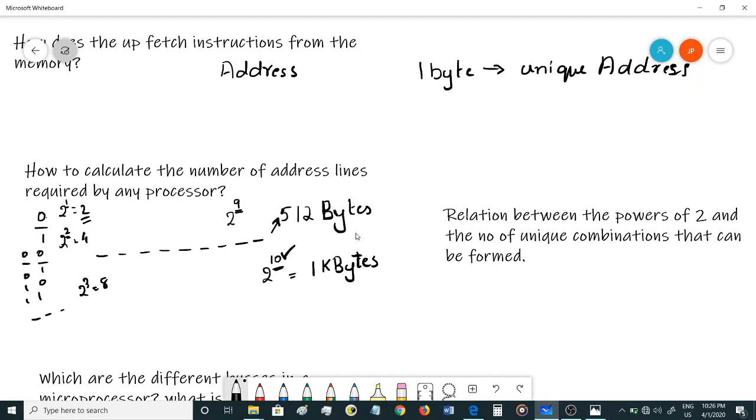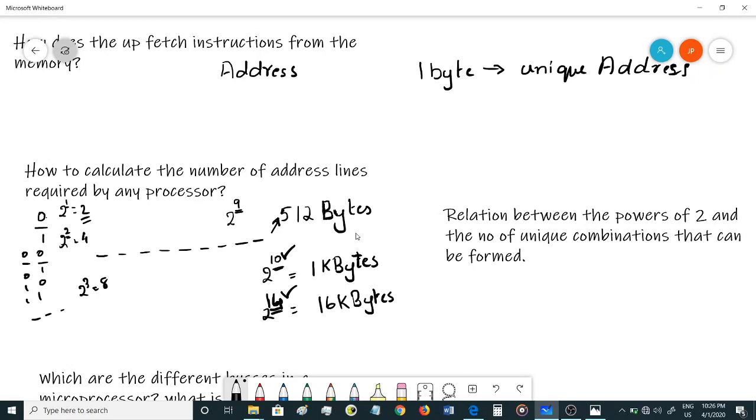Let's say you want to connect a maximum of up to 16 kilobytes. If you require 16 kilobytes, what is kilo? Kilo is 2 to the power 10, 16 is 2 to the power 4. You will require 2 to the power 14 for 16 kilobytes. Basically, you will require 14 address lines if you want to connect a maximum of 16 kilobytes to your processor.